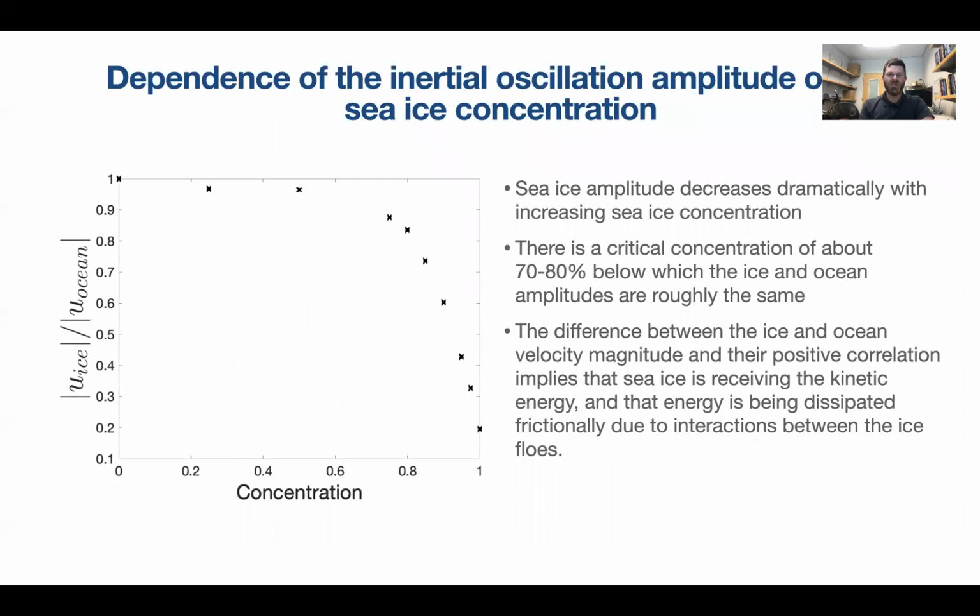When we run this for a whole number of different initial concentrations, we can see that the sea ice amplitude decreases dramatically with increasing sea ice concentration, and that there is a critical concentration somewhere in the 70 to 80% range, where once we reach that, the amplitude dramatically drops off. The difference between the ice and the ocean velocity magnitude and their positive correlation implies that the sea ice is receiving the kinetic energy and that the energy is being dissipated frictionally due to interactions between the ice flows.